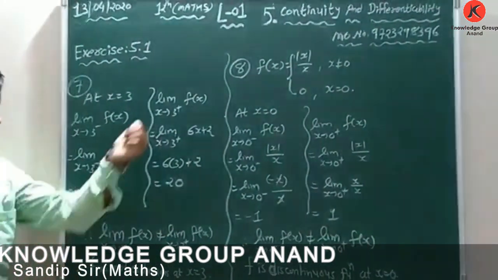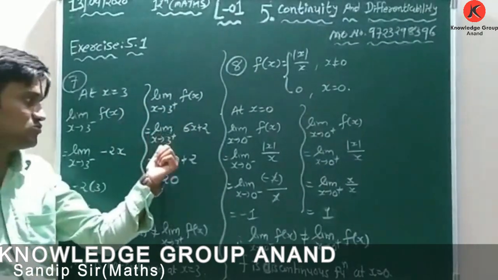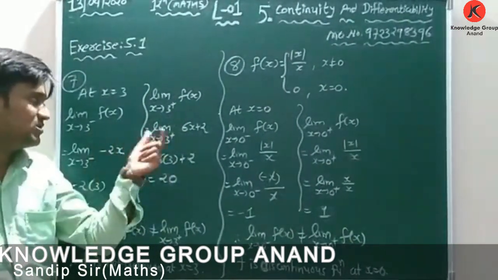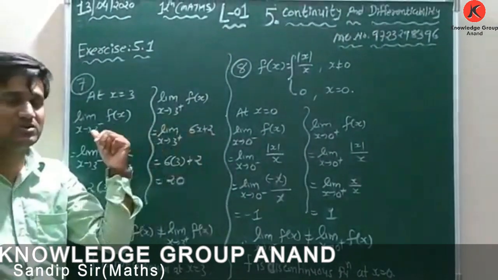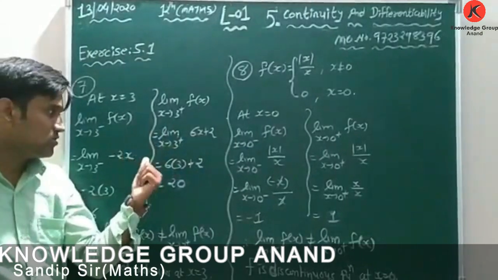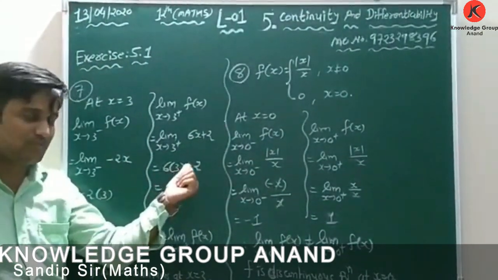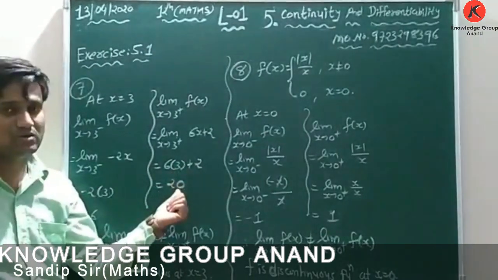Same way, limit x tends to 3 plus f of x is equal to limit x tends to 3 plus, slightly greater than 3. That means the function is 6x plus 2. That means the limit x tends to 3 plus of 6x plus 2. Okay, so at x is equal to 3, 6 into 3 plus 2. That means the answer is equal to 20.